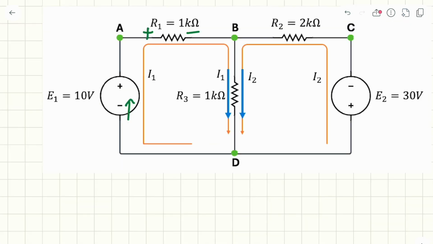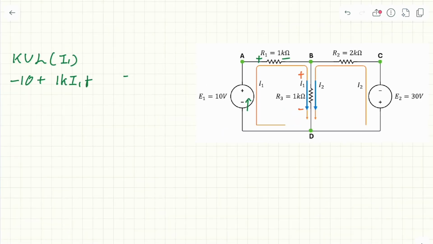So from the perspective of I1, this is positive and this is negative. We also notice the mesh current I2 also flows from B to D. It means the same direction as I1, so we'll put I1 plus I2. The resistance is 1K, equal to 0.